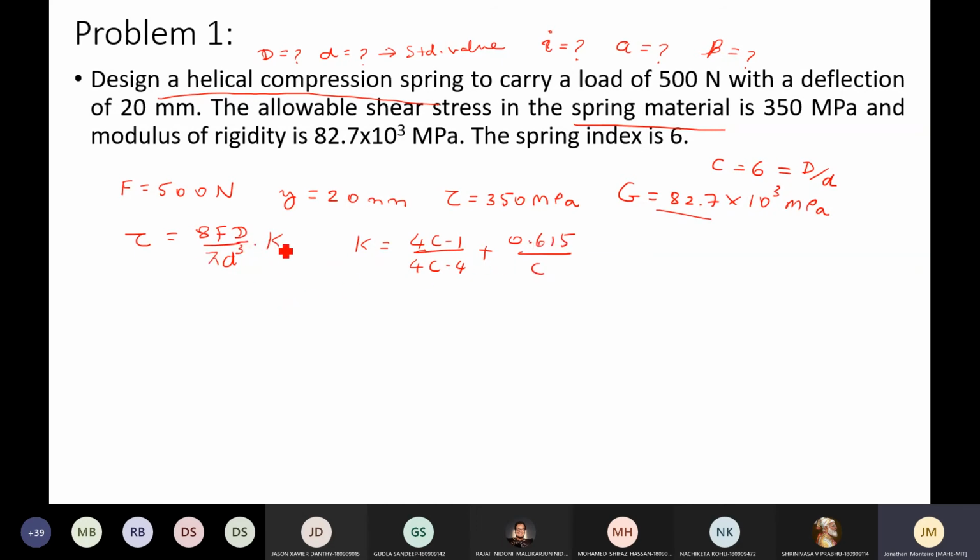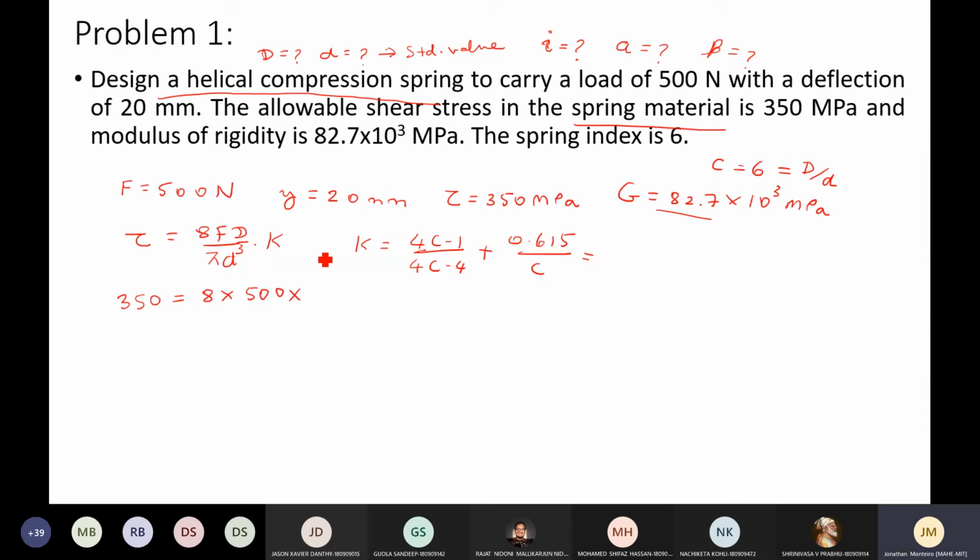So tau equals 8FD K by pi d cube. K refers to the wall stress correction factor, which is totally dependent on the spring index 6. So if you solve this, just calculate that. Since allowable is 350, so 350 equals 8 into 500 into D by d cube. We do not know the value of D and d individually, but we know their ratio. Ratio is 6 over here.